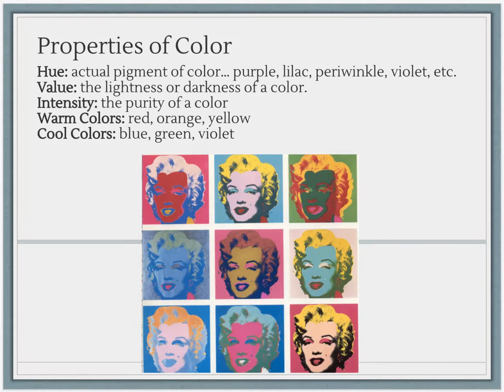Intensity is the purity of a color. So when you think really intense colors, think of those colors that come straight out of a crayon box. Like our very bright red, that intense red that we have right here, compared to this dull red that we have here, right? This is almost more of a brown. So here we have an intense red, here we have a dull red. And then our warm colors are red, orange, and yellow, and our cool colors are blue, green, and violet.